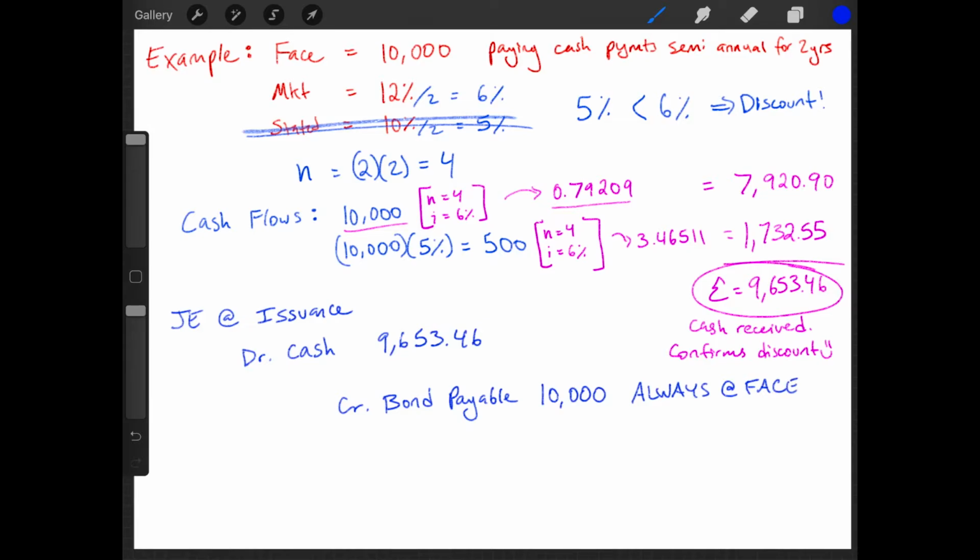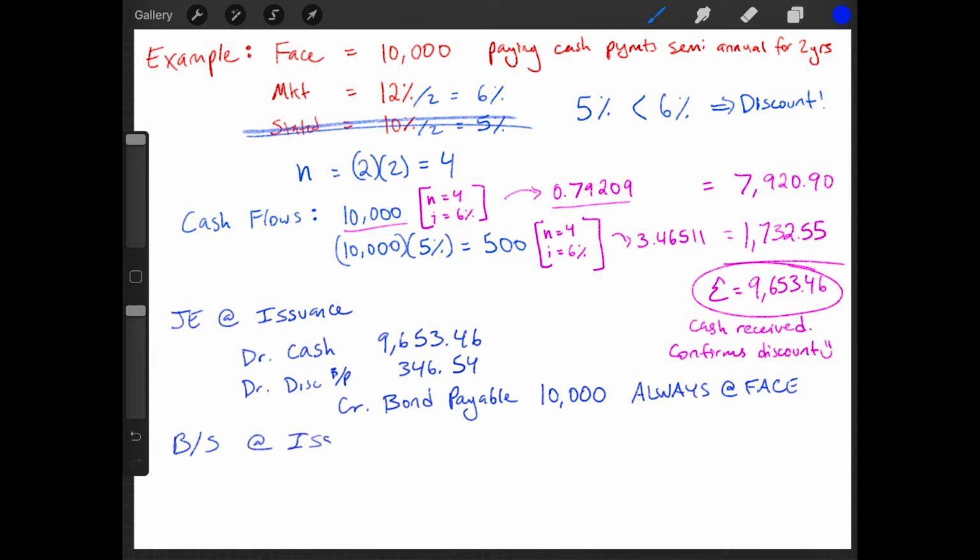And at this point in time, our debits don't equal our credits, and so we know we need an additional debit. Discount equals debit. Since we know our bond is issued at a discount, this missing plug will have to be a debit to a discount on our bond payable for the difference between those two items.